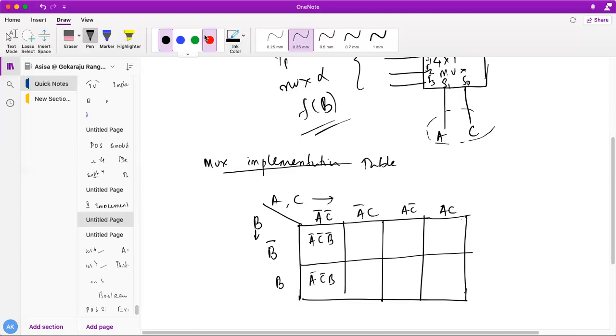If it is A bar, C bar, B bar, what is the minterm position? The minterm position is 0. So it is 0, 0, 1, so the minterm position is 1. Next, this is A bar, sorry, A C bar. No, it's wrong. So what you have to do? You have to do it properly, student. This is wrong.